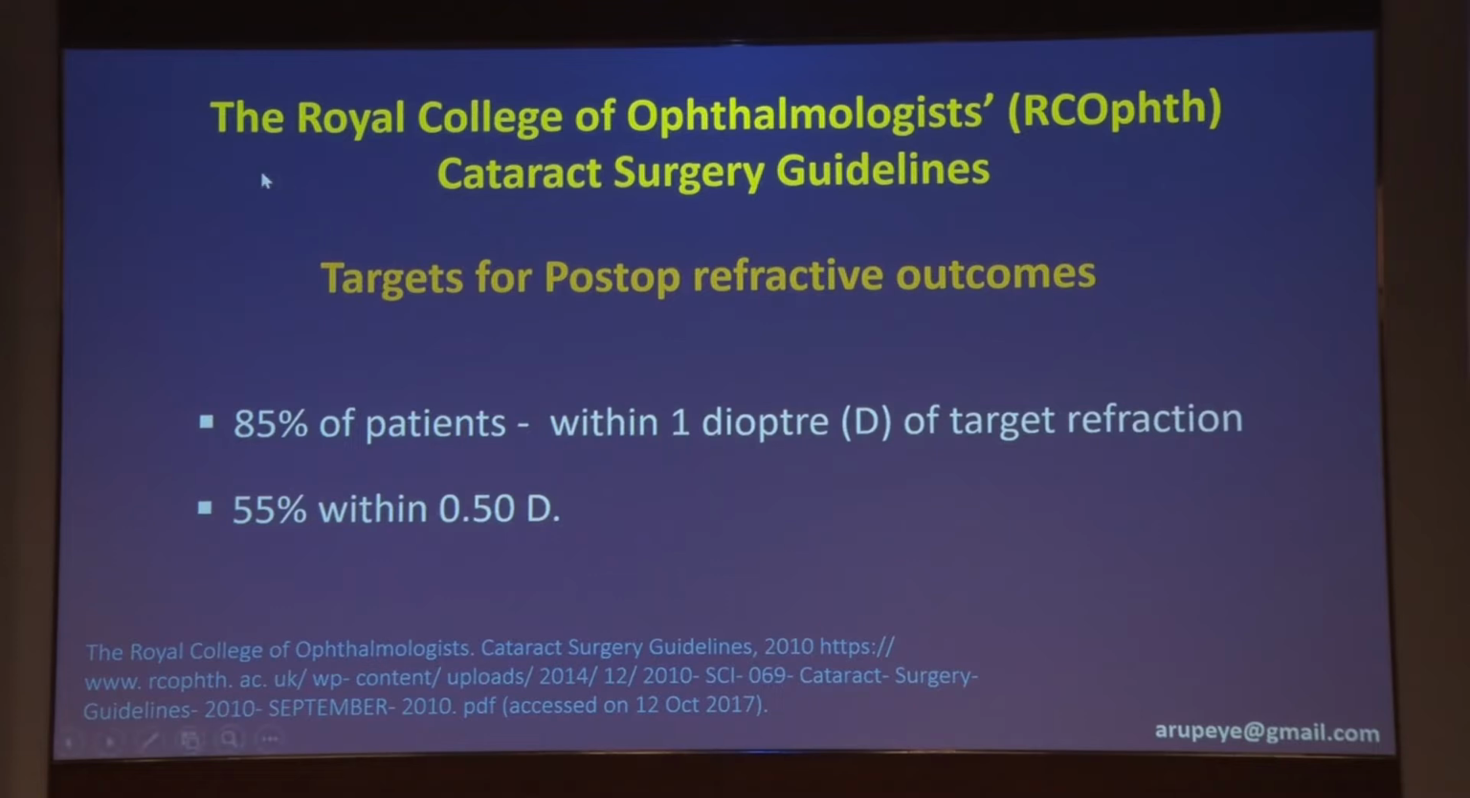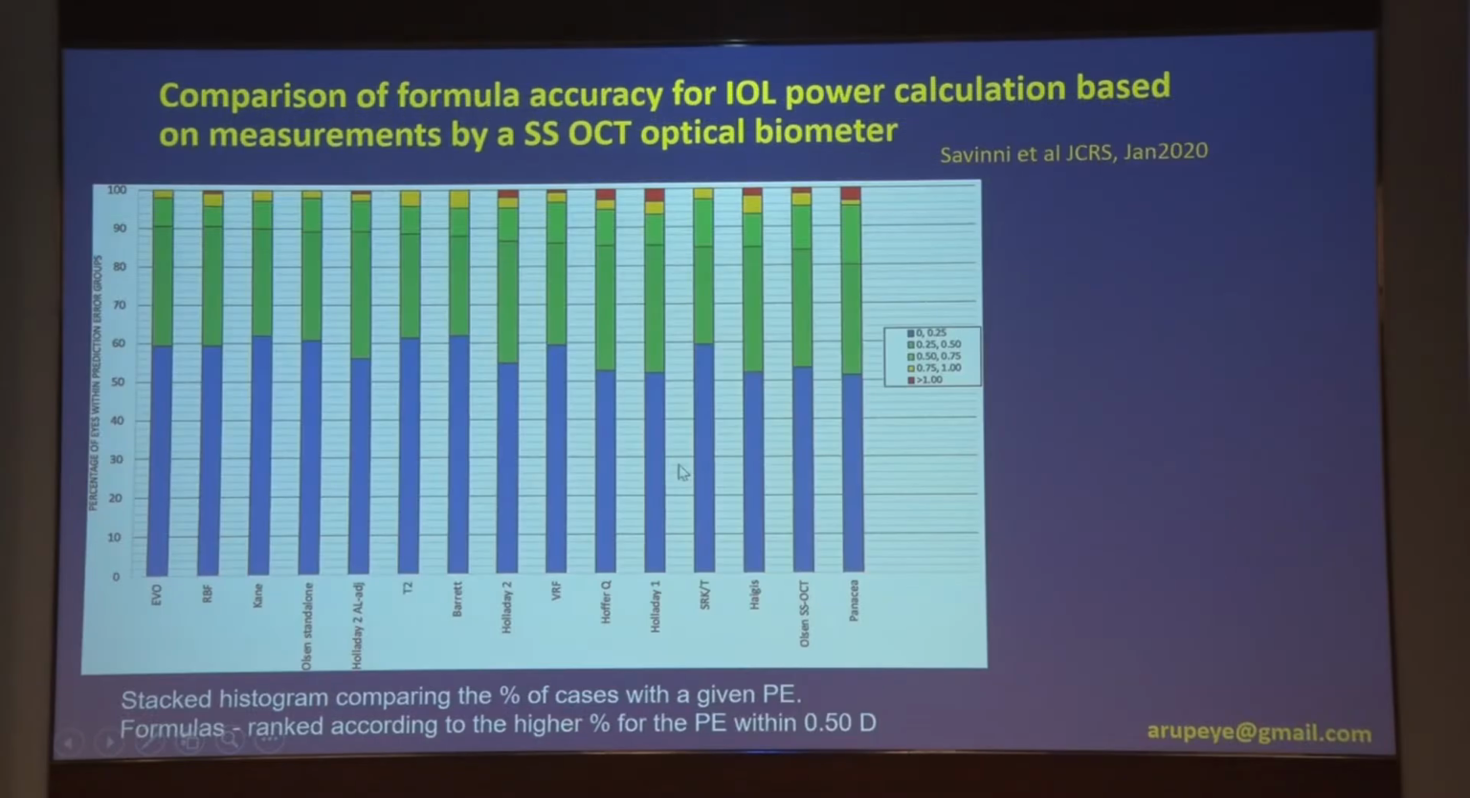If you look at the guidelines by the Royal College of Ophthalmologists, the cataract surgery guidelines, 85% of your post-op patients should land within 1 diopter of target refraction. But I think we definitely can do better. And whatever I'm telling you is from my personal experience, but I need to give you evidence.